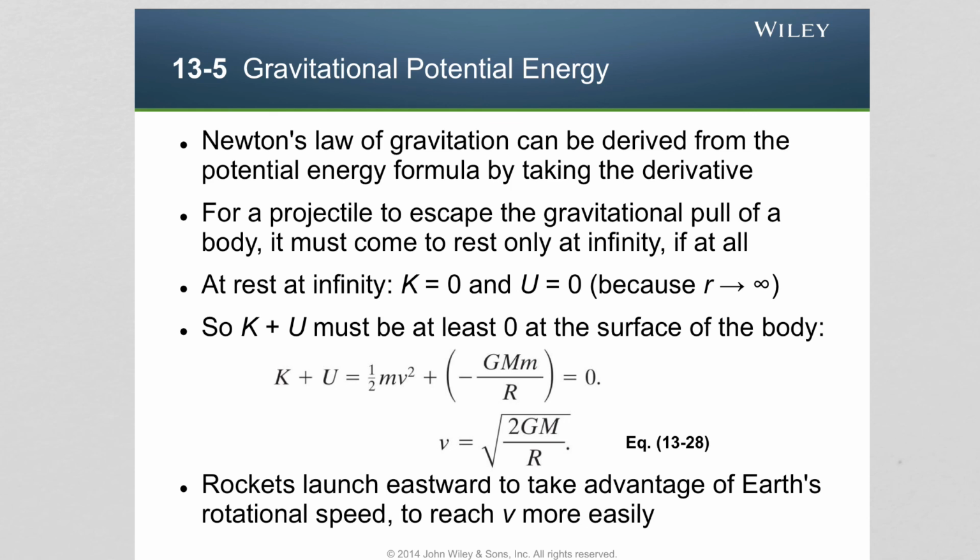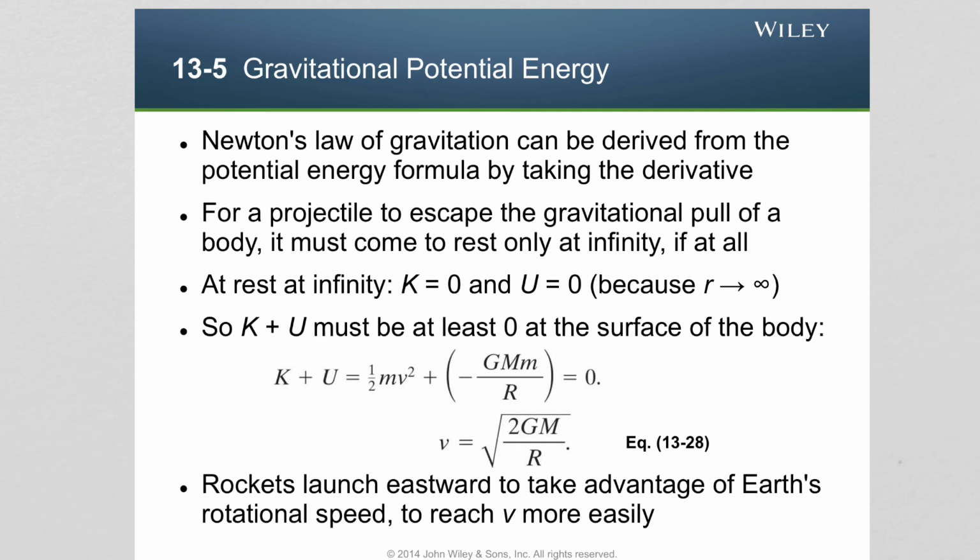The condition is that this projectile will have zero kinetic energy and zero gravitational potential energy at infinity, at infinitely large distance from that planet. So the sum of those two energies is zero. Well, from here I can solve for v and get an expression for the escape speed for that planet. And so the escape speed v is equal to the square root of 2 times G times the mass of the planet divided by the radius of the planet.